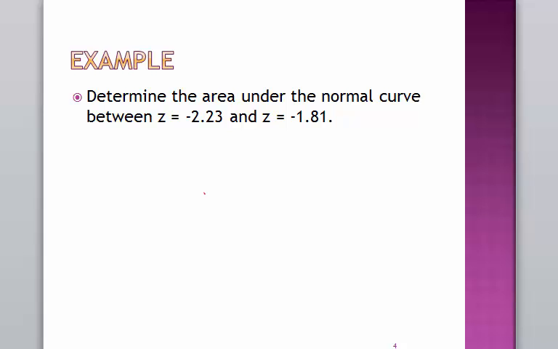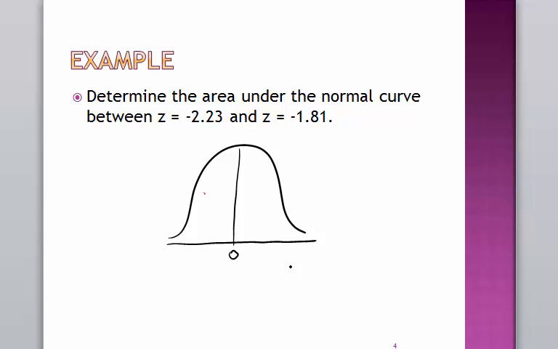Our first example asks us to find the area under the normal curve between z is equal to negative 2.23 and z is equal to negative 1.81. So I'm going to begin by drawing my curve. I'm going to mark off down the middle, 0. Remember that your positive z-scores are on the right, your negative z-scores are on the left. Both of these z-scores will fall on the left-hand side.